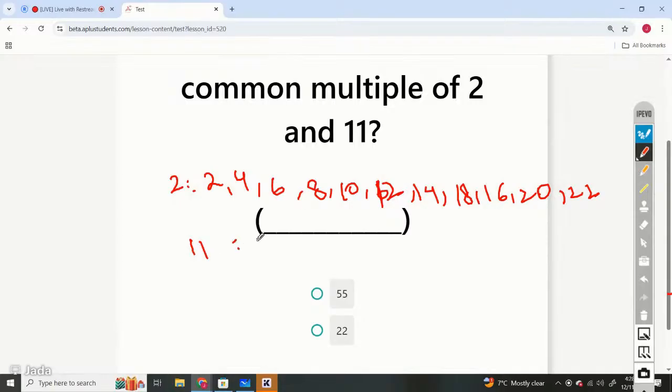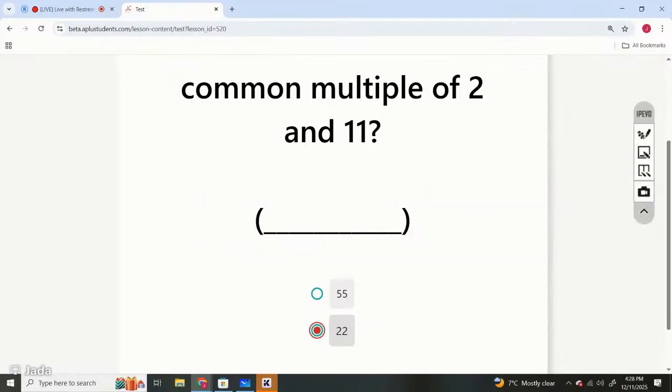Now write down the multiples of 11. 11 times 1 is 11, 11 times 2 is 22, 11 times 3 is 33, 11 times 4 is 44. So the least common multiple between them is 22. Got it? That is 22. Option number 2 is the correct option.